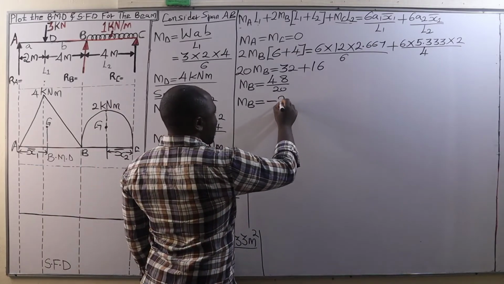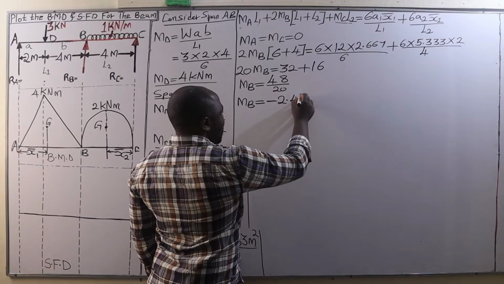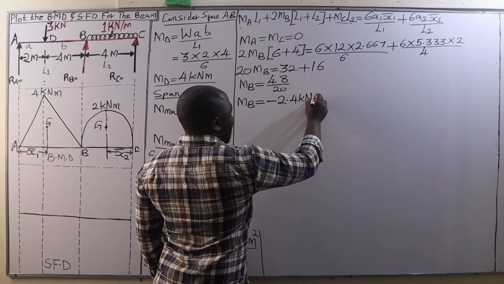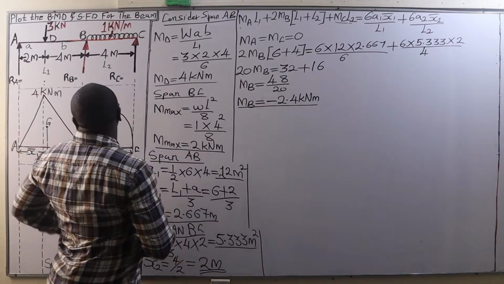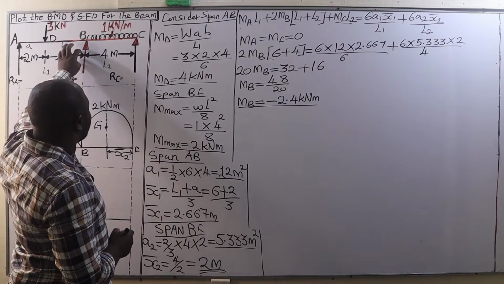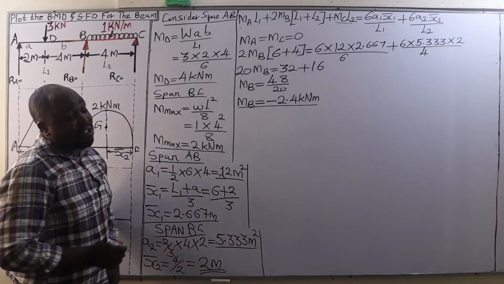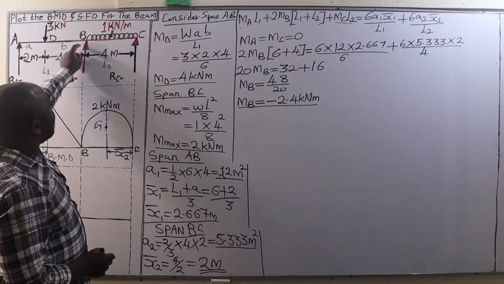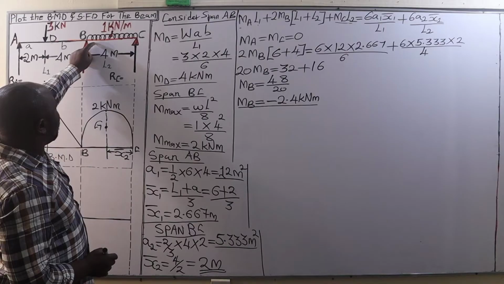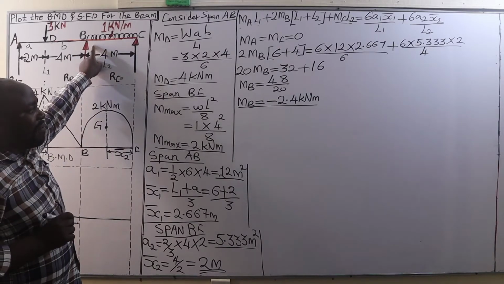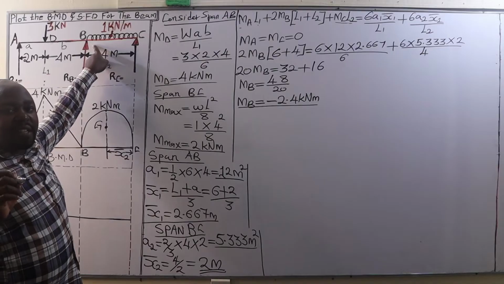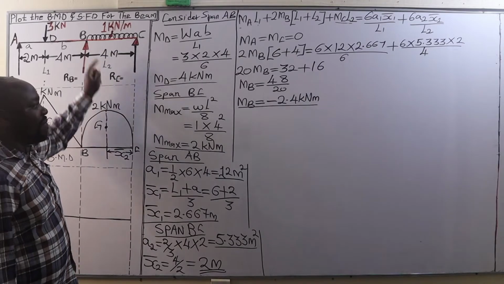And in this case, that bending moment at B is going to be negative, since when the beam bends between A and B, the beam is going to be sagging. Between B and C, it will also be sagging. But at the support B, that bend is going to be a hogging bend. And therefore, when we have a hogging bend, that is usually negative.